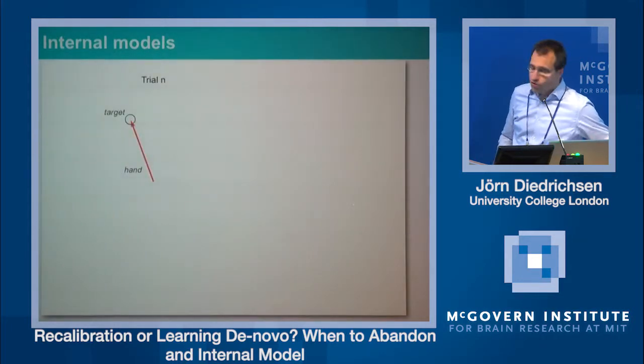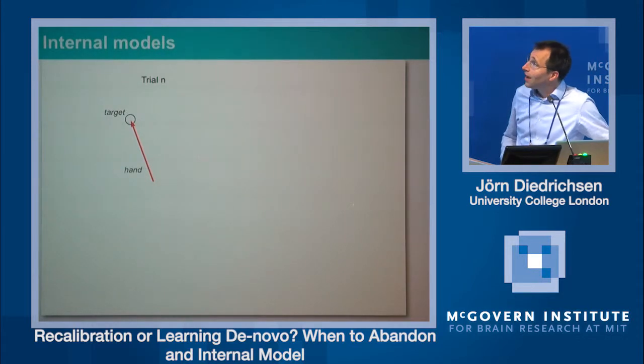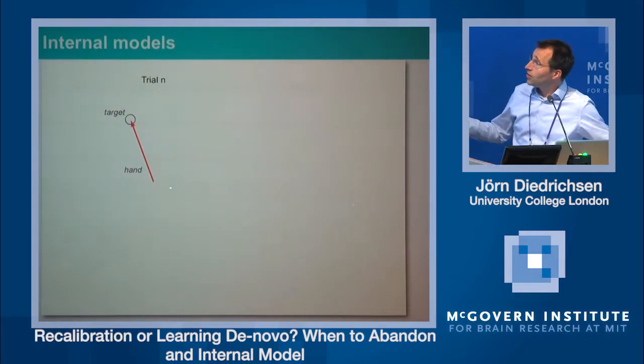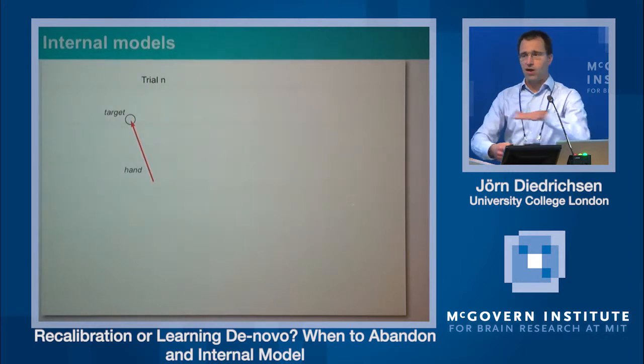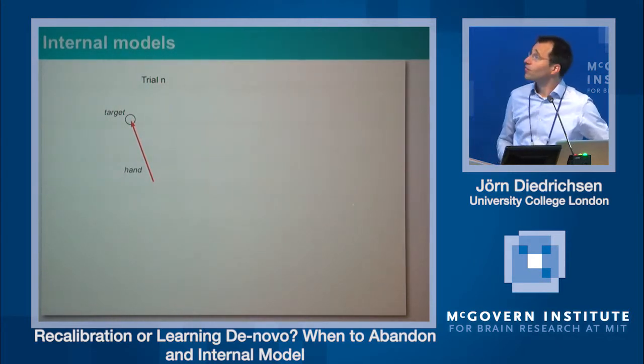Let me just show you that this is actually not a trivial computation. Now, imagine you are one of the subjects in one of the many motor control laboratories around the world that implement a paradigm like this, where you're asked to sit in front of a robotic device and reach with your hand to a target. You don't see your hand, but you get some visual feedback on a screen, and the position of your hand is marked with a cursor.